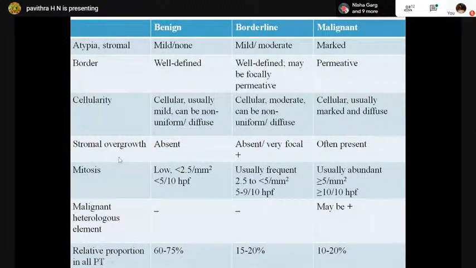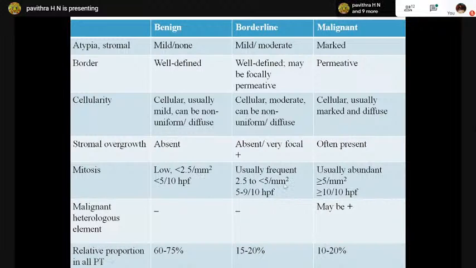And stromal overgrowth will be seen in the malignant phyllodes. Benign can show very focal stromal overgrowth, or it is not seen in benign. Mitosis is usually low, frequent, and abundant. Low means less than 2.5 per mm square or less than 5 per 10 high power fields in benign.